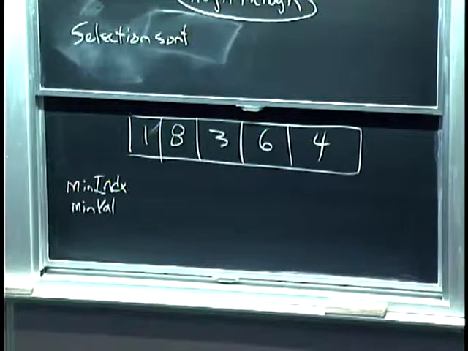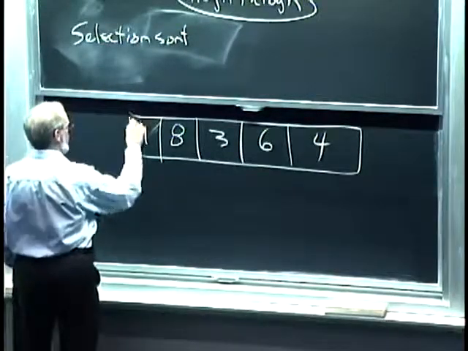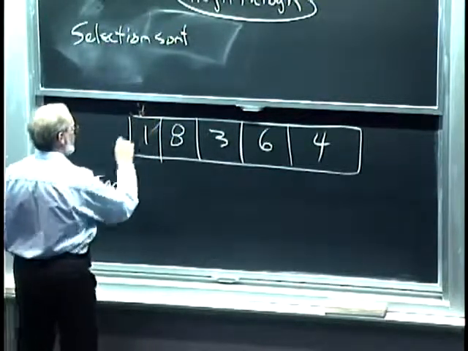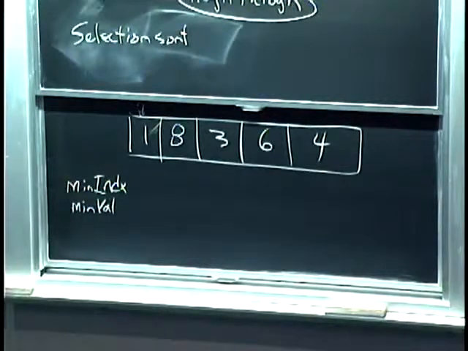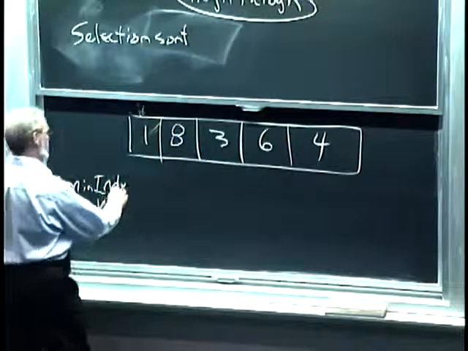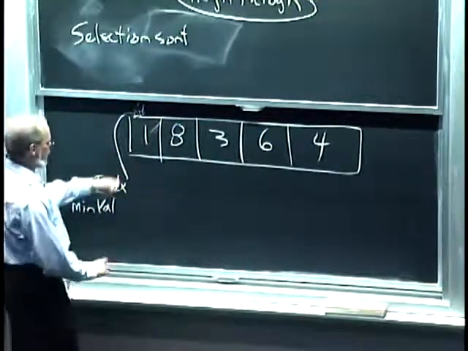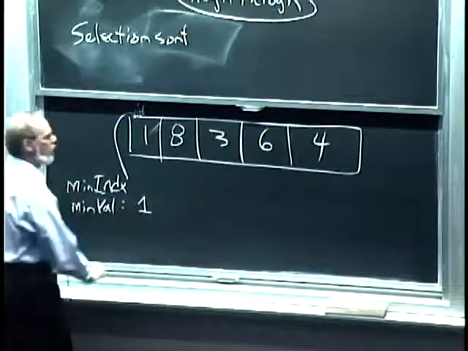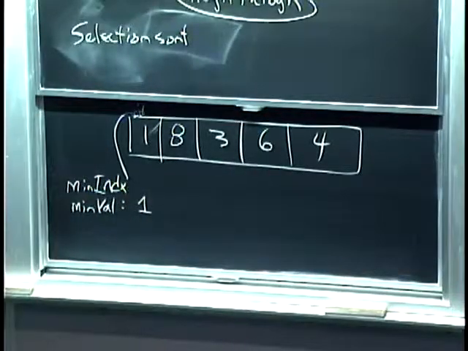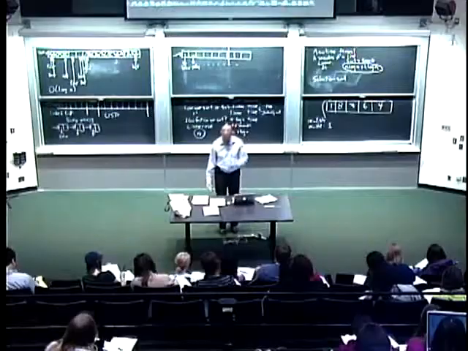All right, so we start off. Initially, I is going to point there. Okay, and min index is going to point to the value of I, which is there. And min value is initially going to have the value 1. So we're simply catching hold of the first value we've got there.